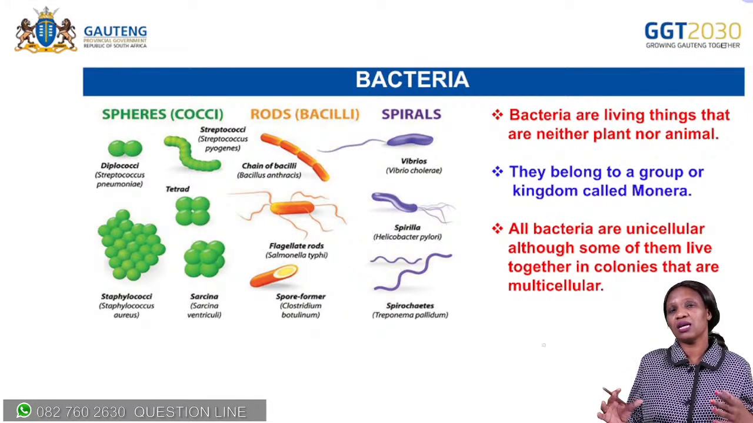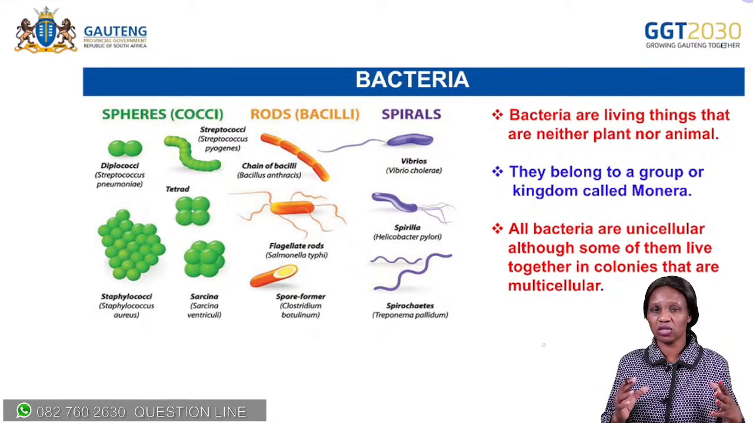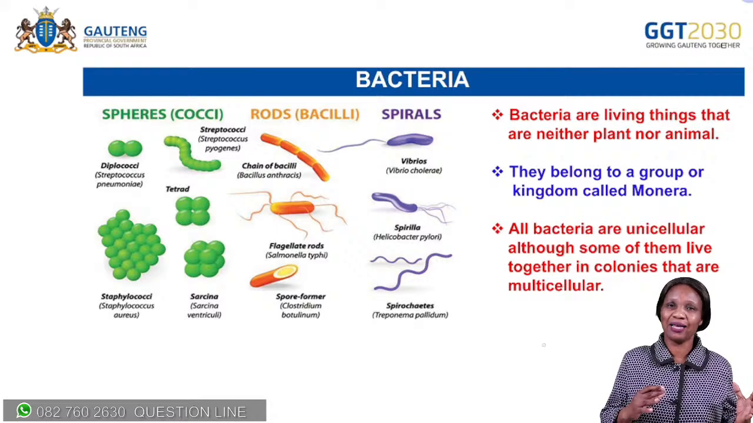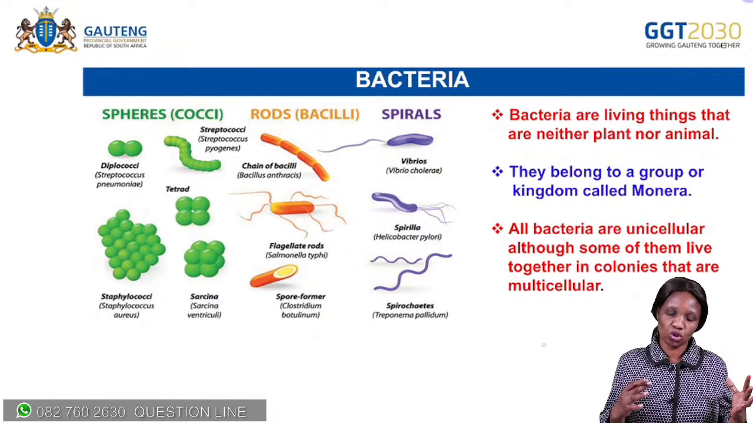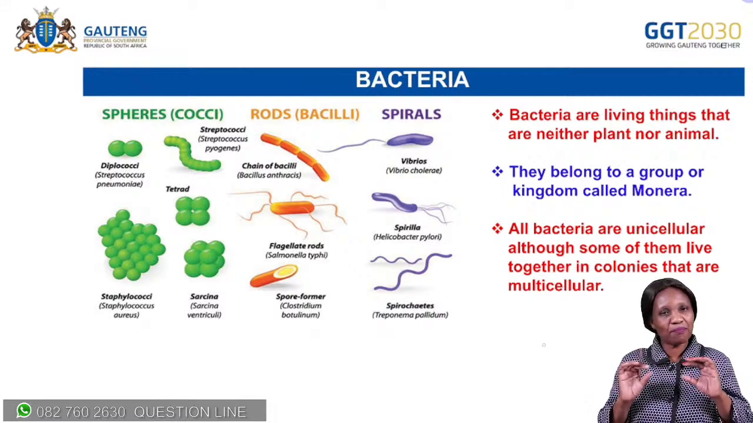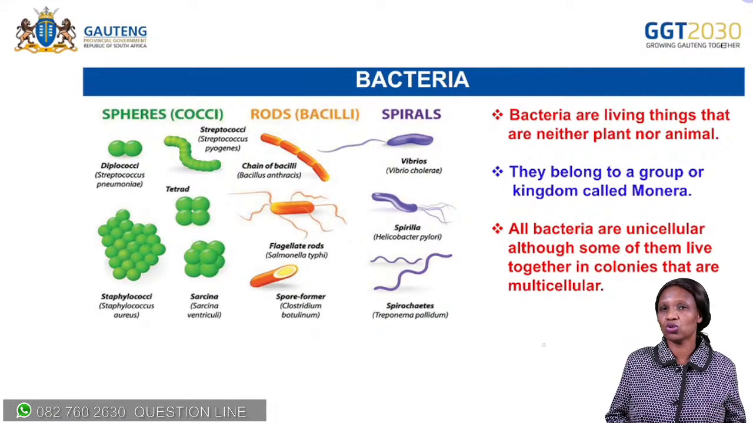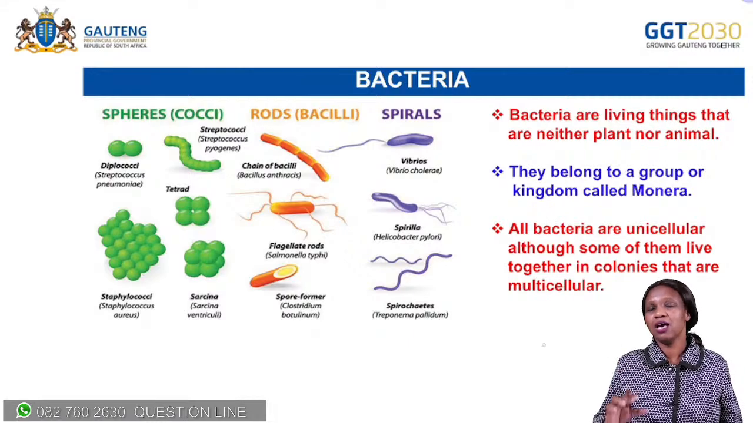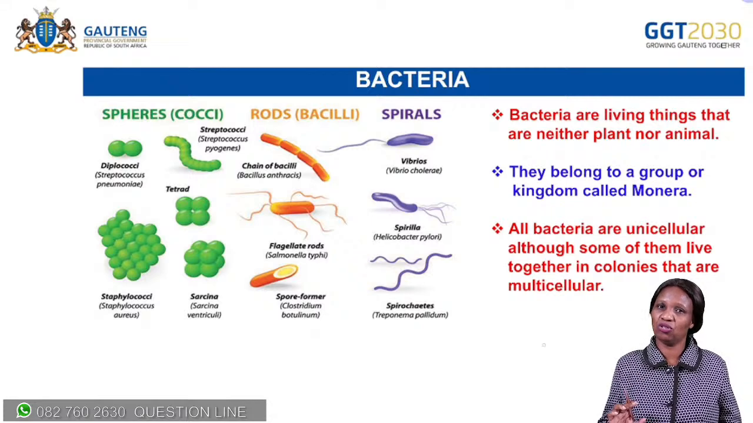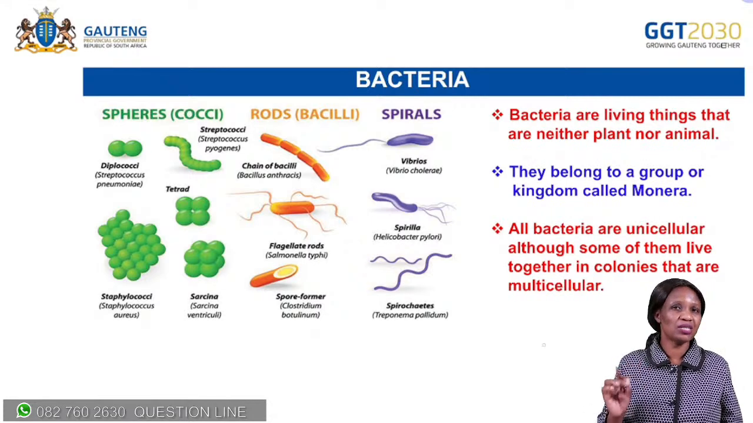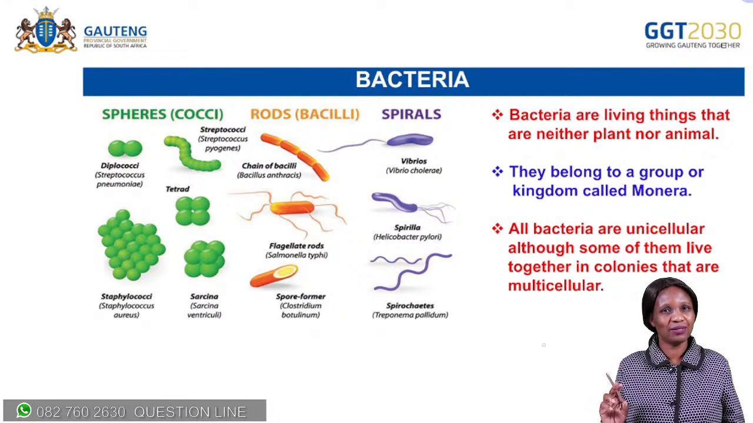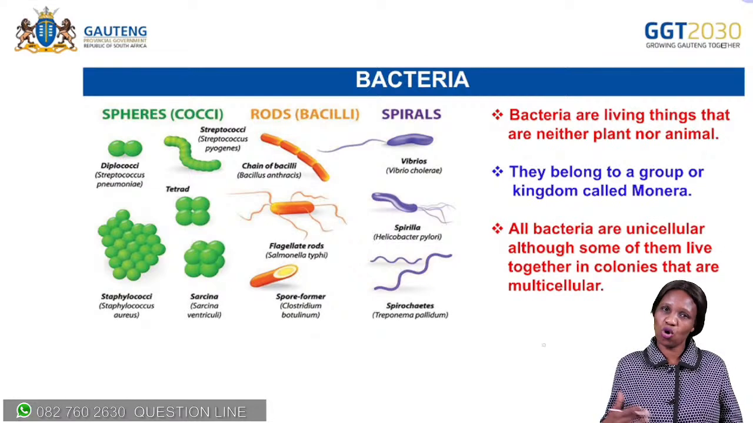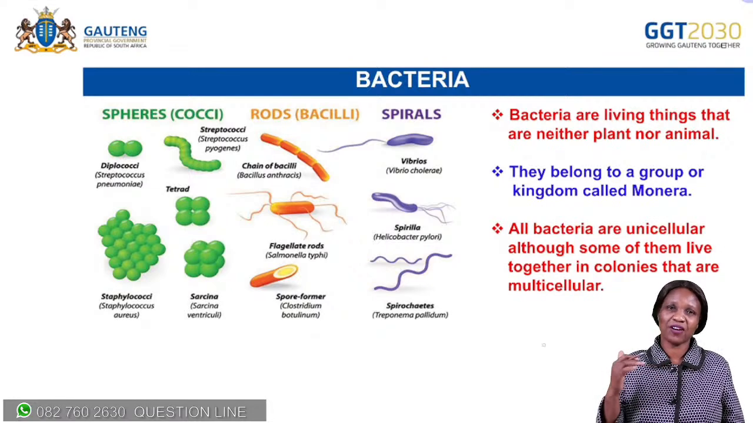All right. Let's look at the different shapes of bacteria. For example, we've got the cocci, which are spherical, and then we also have the bacilli that appear like rods, and then we also have spirals. All those are different types of bacteria. They've got different shapes, but all are unicellular. They've got one cell. But some bacteria live in colonies, and there will be different filaments, and we call that hyphae.